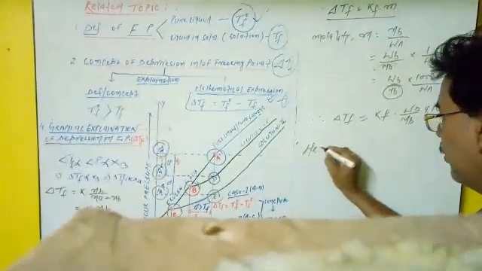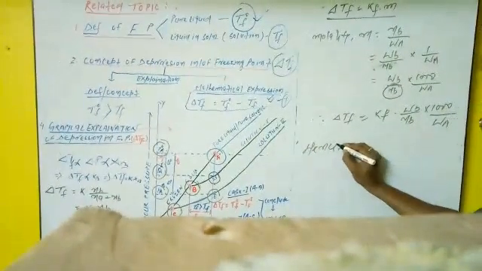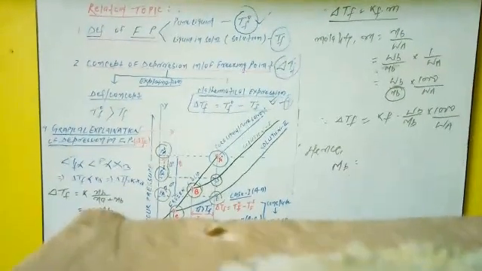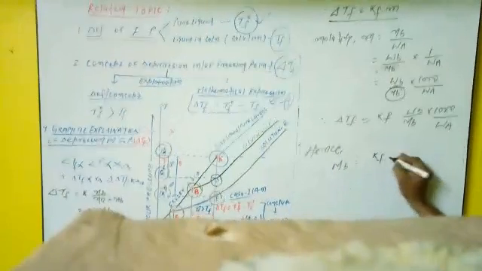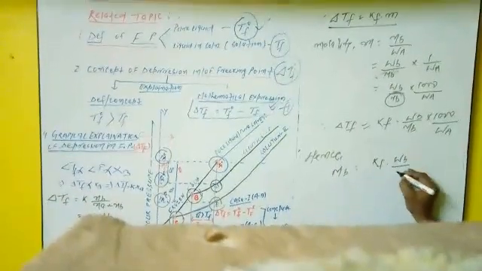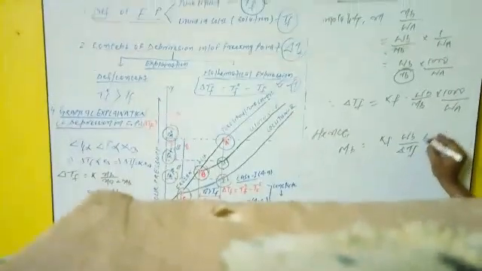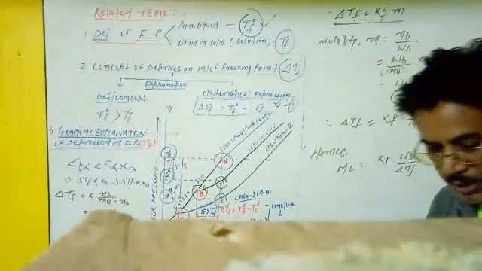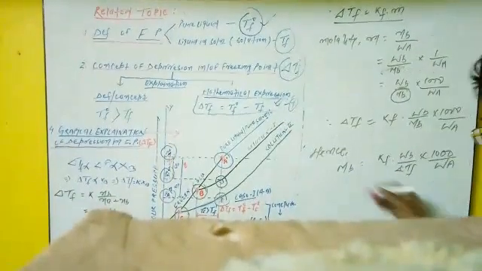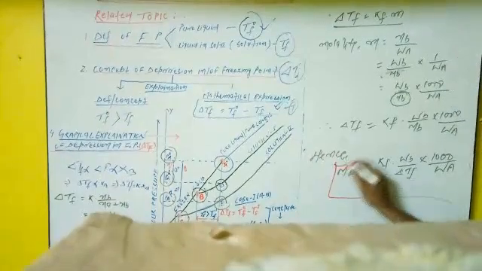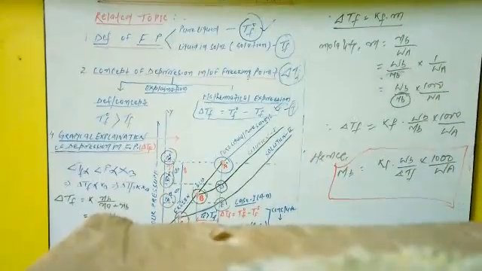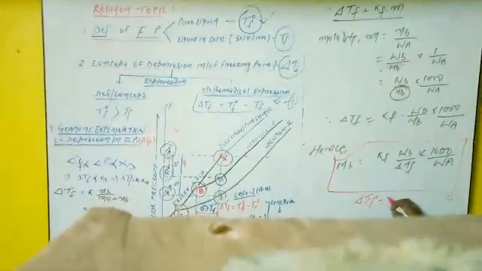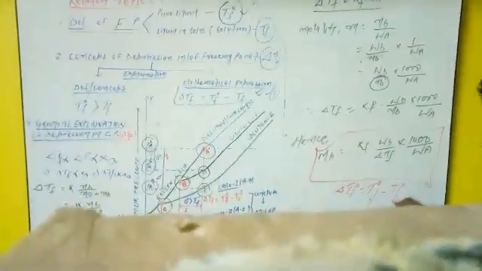Hence, Mb equal to Kf into Wb by delta Tf into 1000 by Wa. So this is the required relation between molar mass of non-volatile solute and depression in freezing point, where delta Tf equal to T dot f minus Tf.